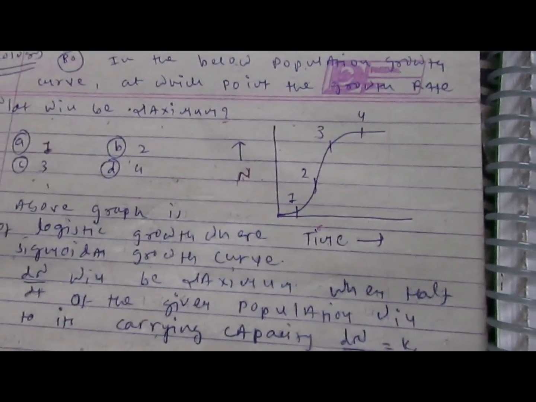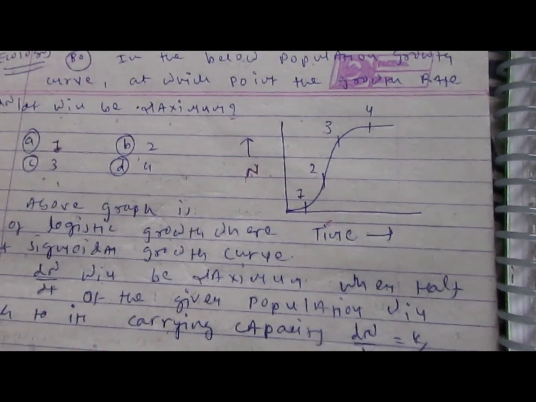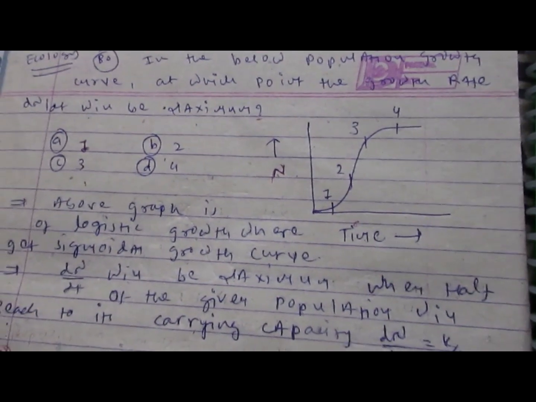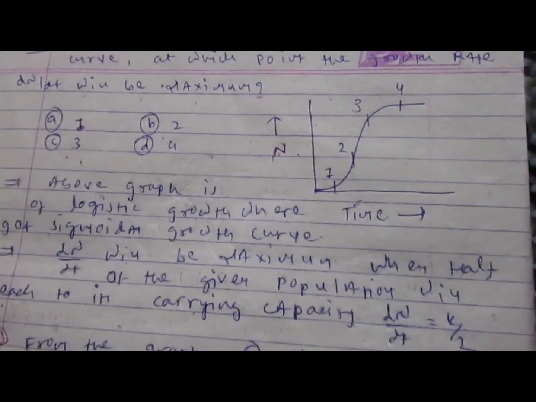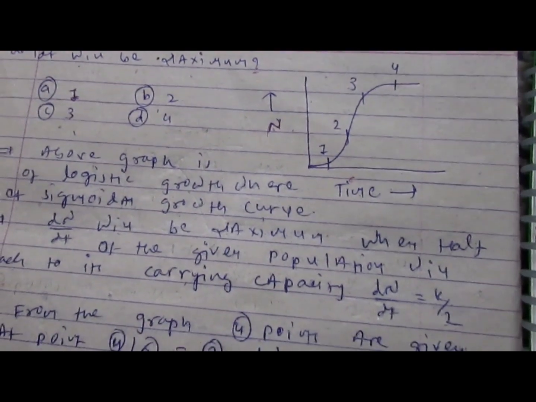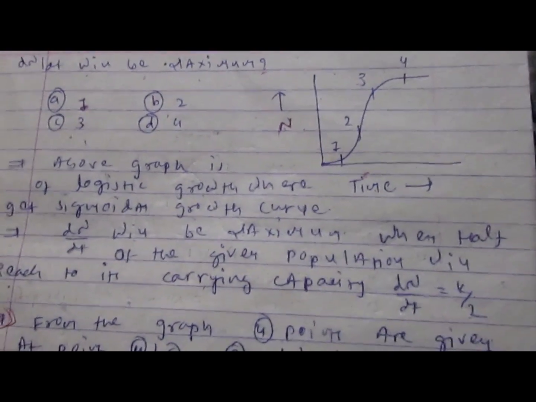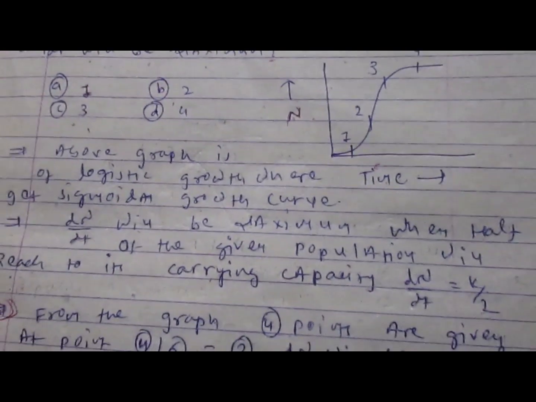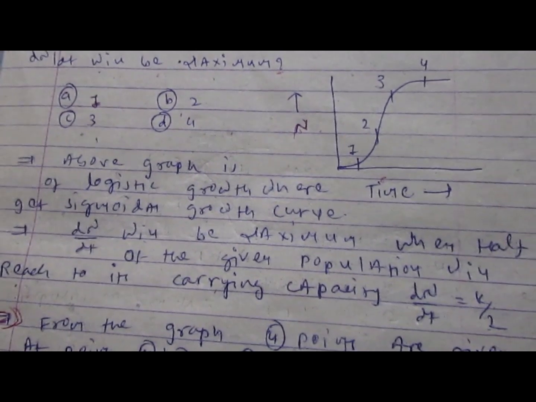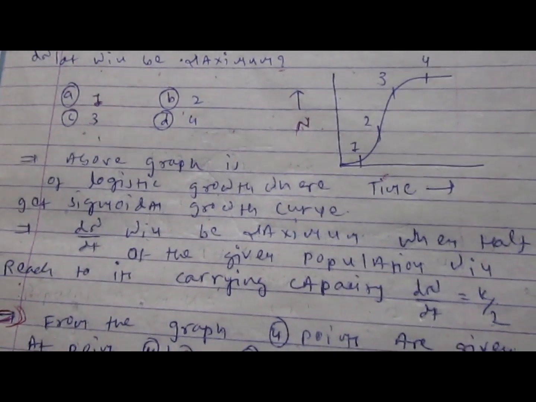Well, in the below population growth curve, at which point will the growth rate dN/dt be maximum? From the graph given below, the shape of the graph is sigmoidal. So the above sigmoidal curve is a logistic growth curve.